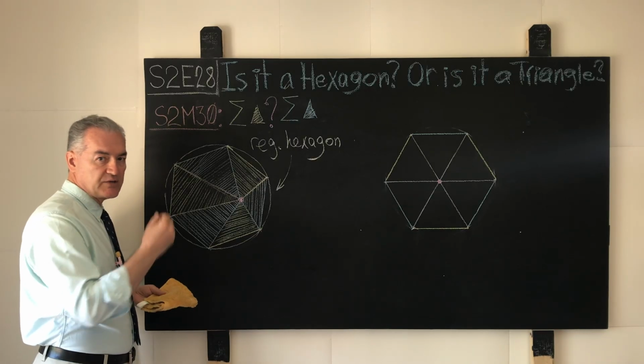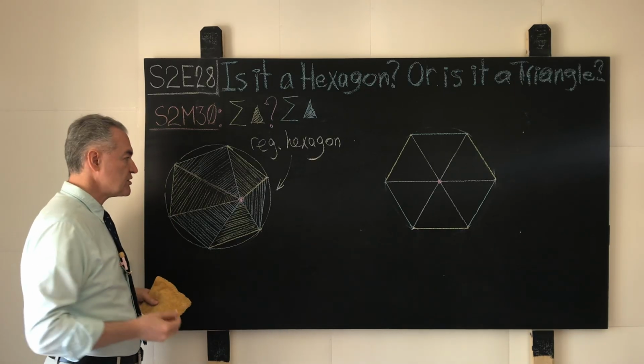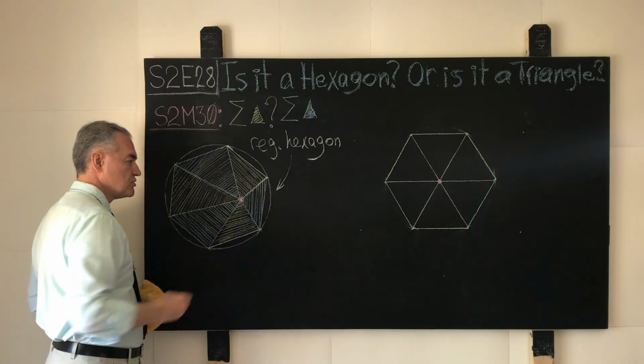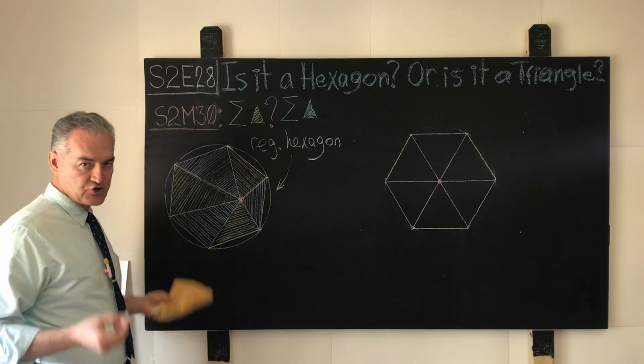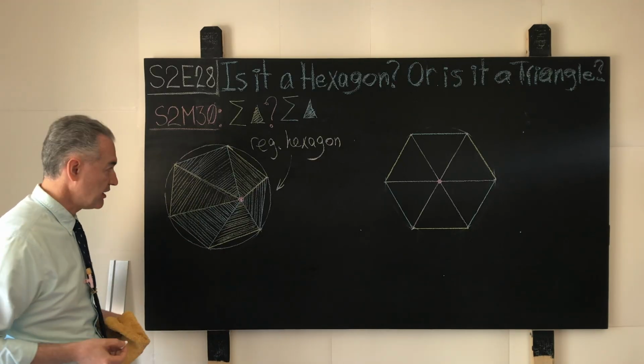And in the problem statement, we're not given any specific information about the location of the point P, other than that it is chosen at random and it sits inside a regular hexagon.